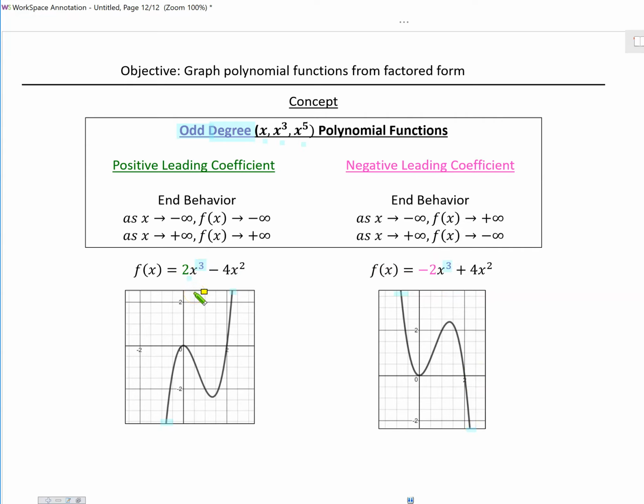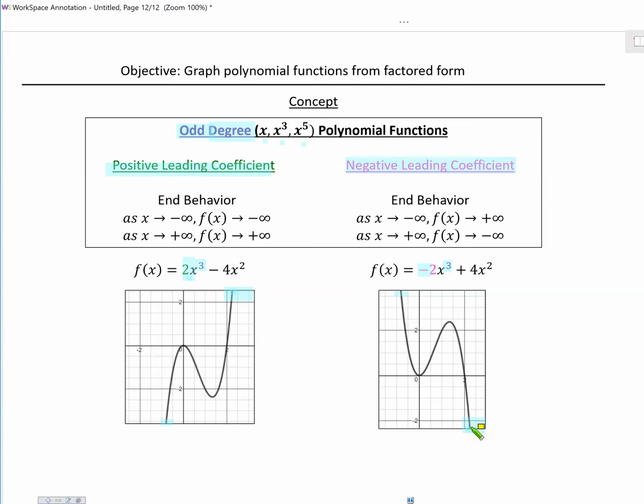Which end goes up has to do with the sign of the leading coefficient. If the leading coefficient is a positive number, then our right end goes to positive infinity. If our leading coefficient is a negative number, then our right end goes to negative infinity. It's kind of the reverse of what we were using to figure out whether a was positive 1 or negative 1 in the previous lesson.